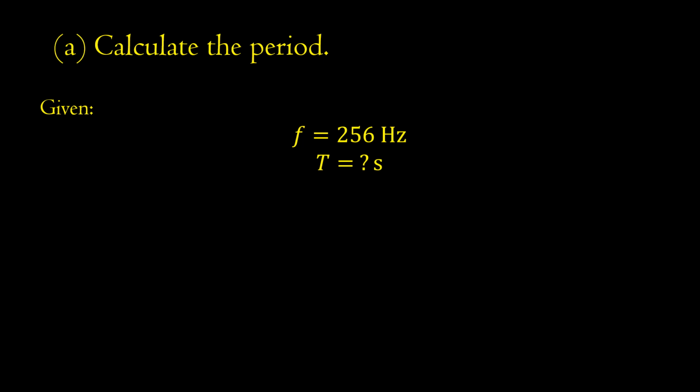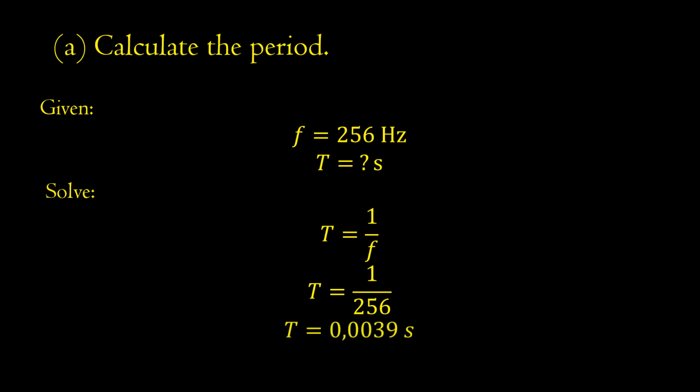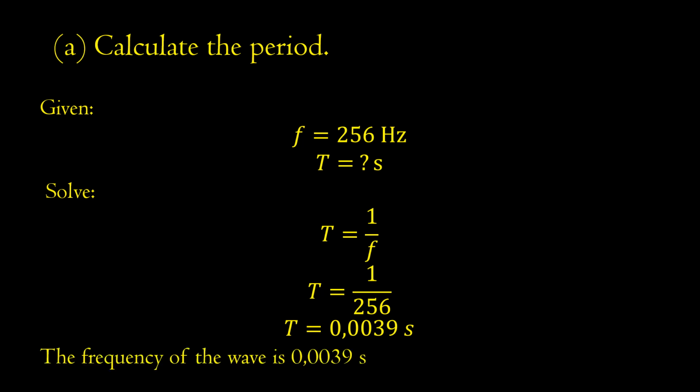To solve this, we use the expression that the period T equals 1 divided by the frequency F. When you have done this, it's just a matter of substituting the known value of frequency. So you have that the period T equals 1 divided by the frequency, which is 256 Hz. And if you calculate that, you'll find that it gives us the value of 0.0039 seconds. This means that the period T of the wave is 0.0039 seconds.